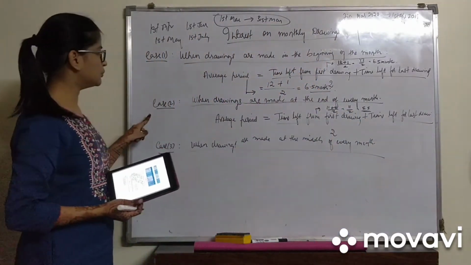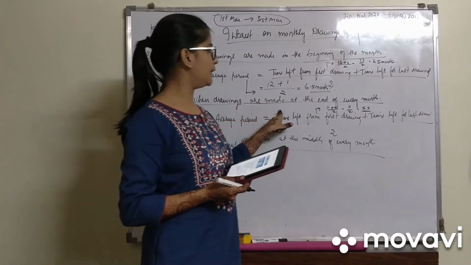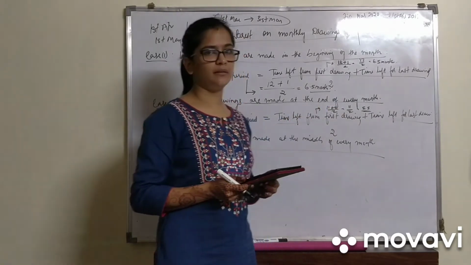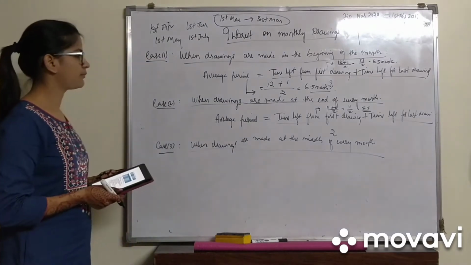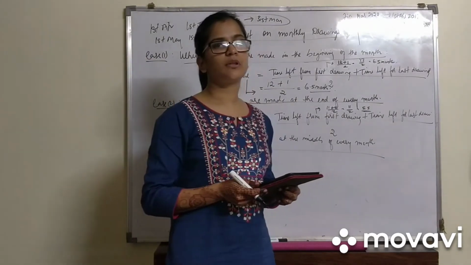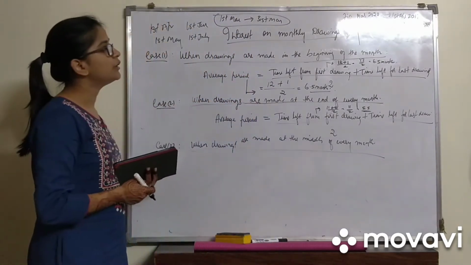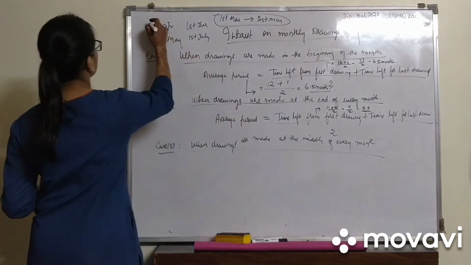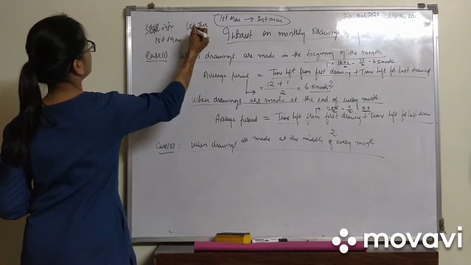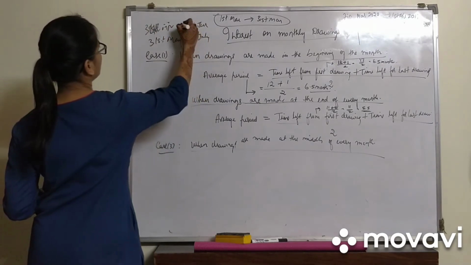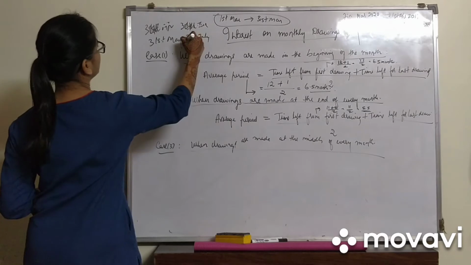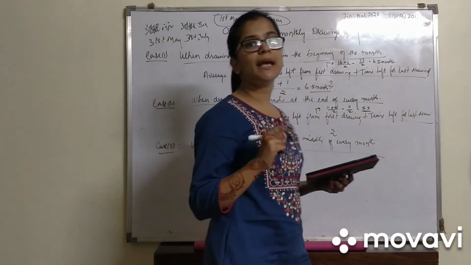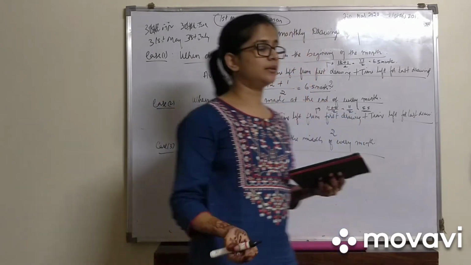Take down case 2. When drawings are made at the end of every month. So, in this case what happens? The drawings will be made at the end of every month. Say it will be 30th April, 31st May, 30th June, 31st July and so on. We are withdrawing the money at the end of every month.